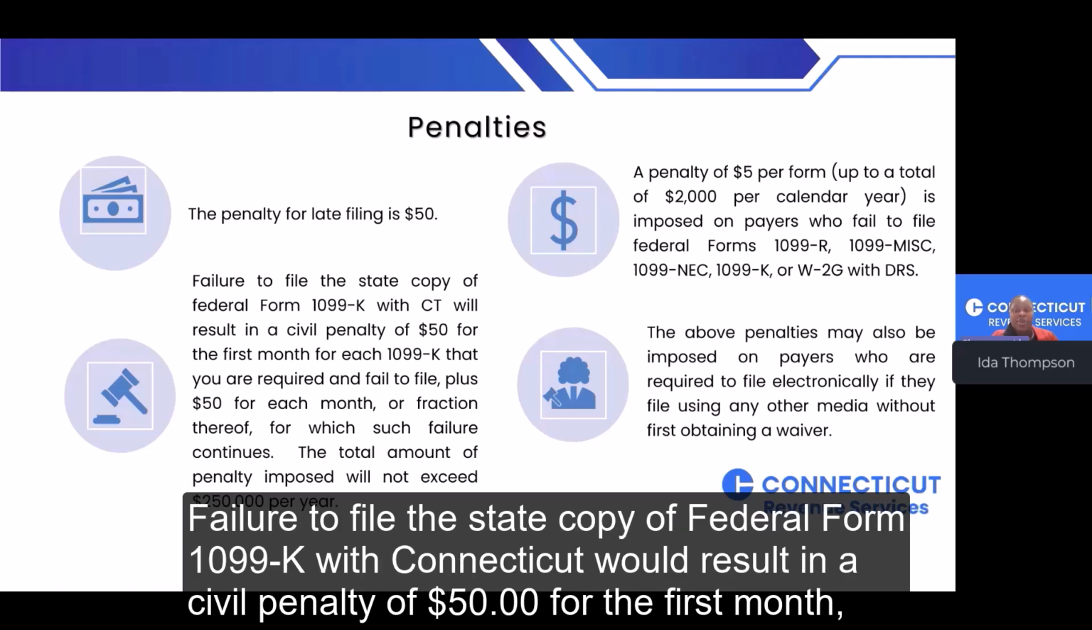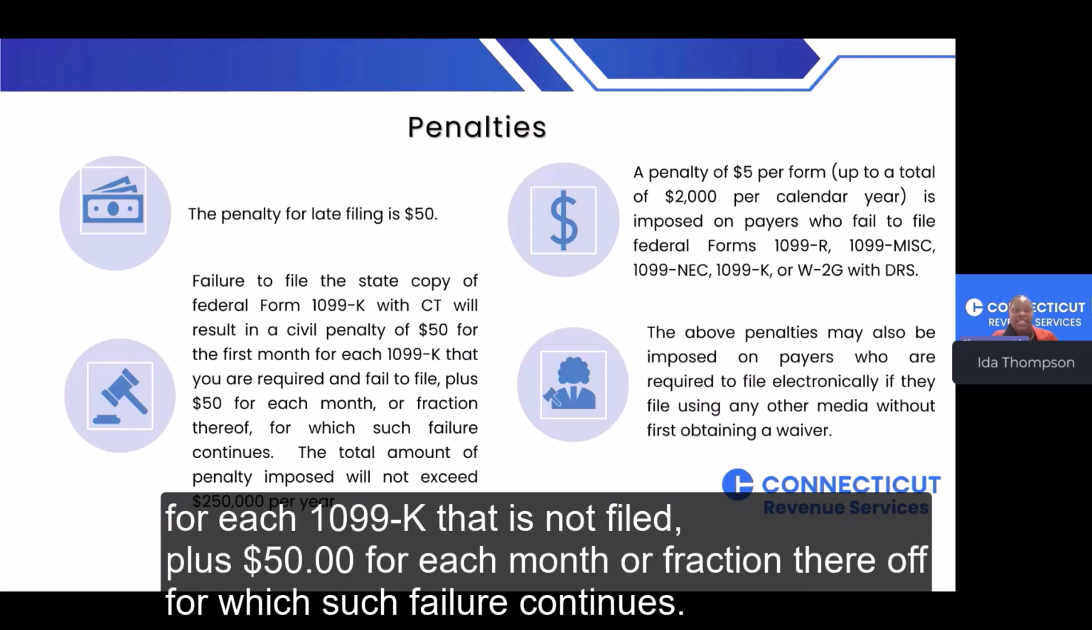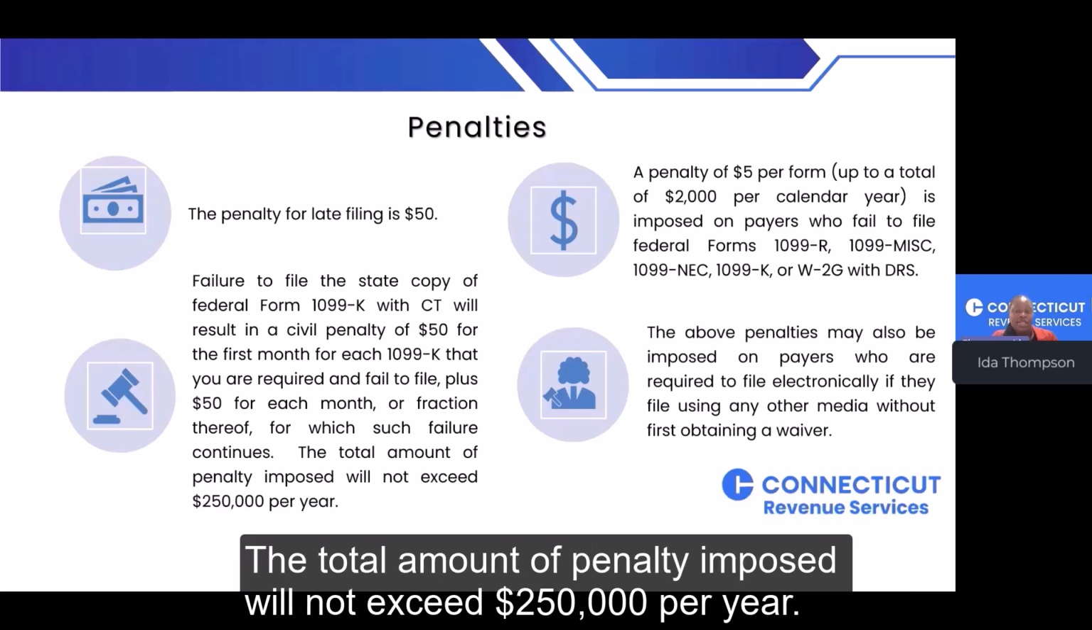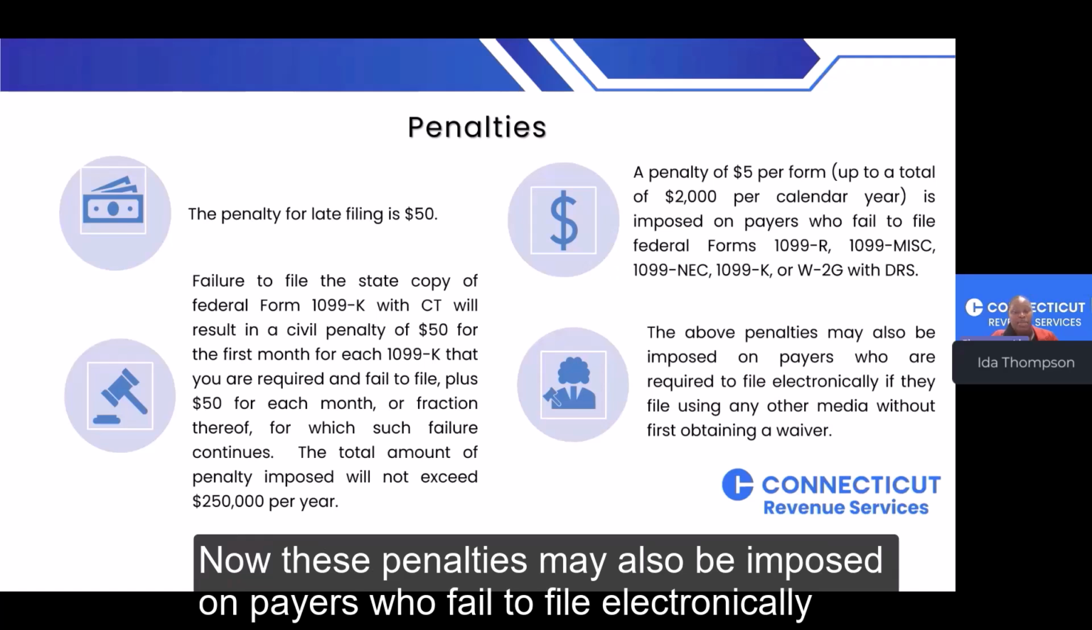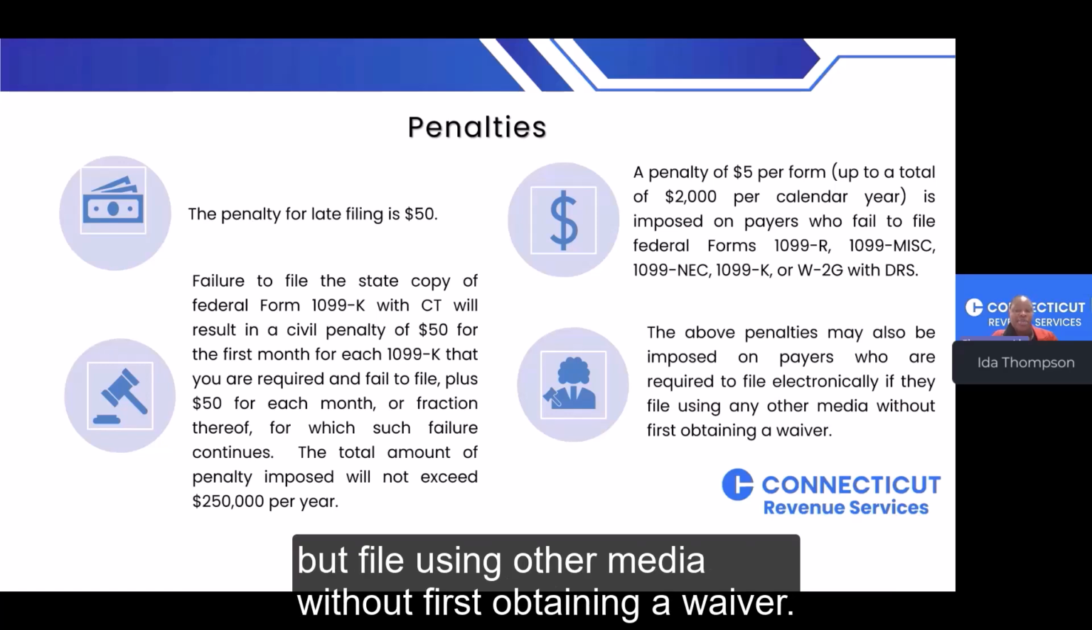Failure to file the state copy of federal form 1099-K with Connecticut would result in a civil penalty of $50 for the first month for each 1099-K that is not filed, plus $50 for each month or fraction thereof for which such failure continues. The total amount of penalty imposed will not exceed $250,000 per year. Now, these penalties may also be imposed on payers who fail to file electronically, but file using other media without first obtaining a waiver.